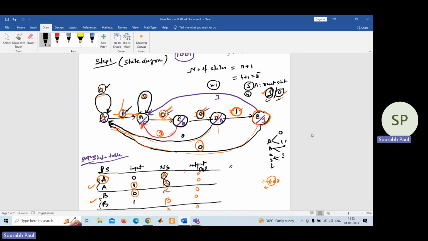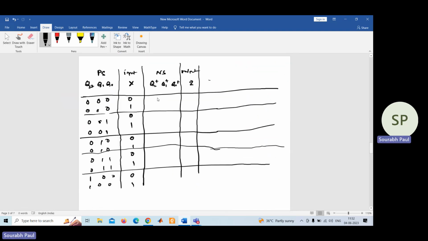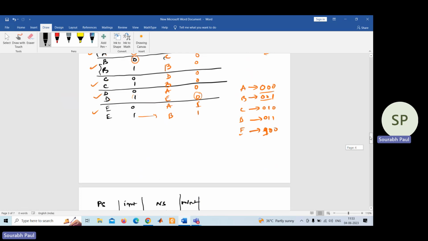Now replace the next state values also. These A, B, C, D you also have to replace by these binary combinations: 000, then 001, 010, 001, and so on, 011, 001, 000, 100, 001. And the output, you know, is 000000000 and then 11. We have already found out all these things.